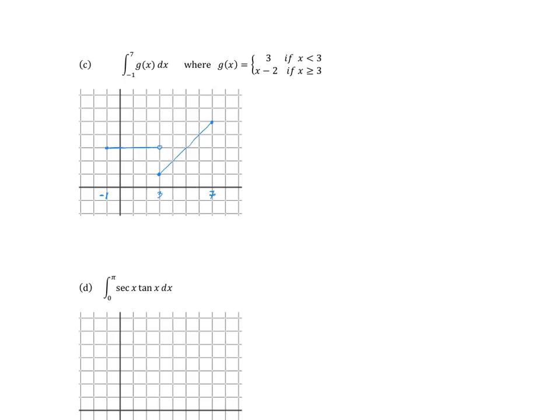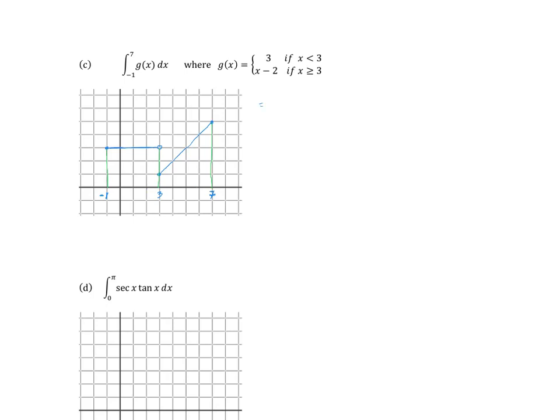Okay, well, this is integrable. It's bounded, and it has a finite number of discontinuities. So I can either figure out the integral using geometry, but I think I'd rather use the fundamental theorem of calculus.